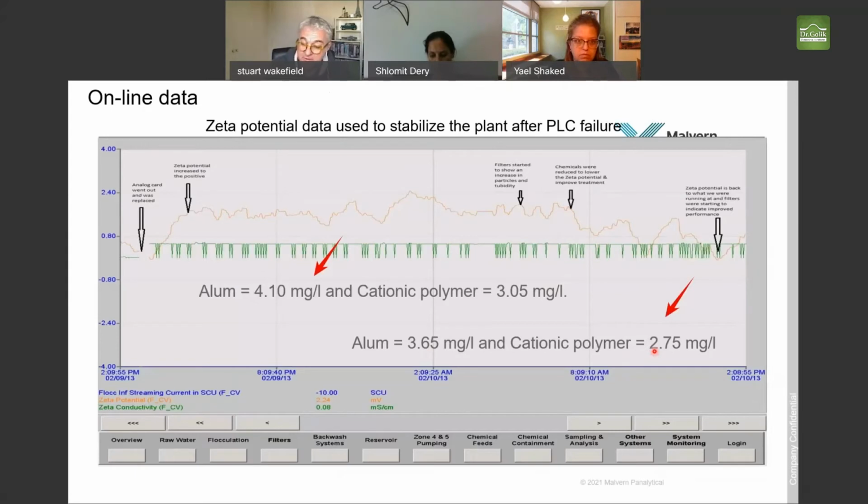And for those people who are aware of the cost of these chemicals, the cost of the alumina and ferric sulfates is expensive, but in comparison to the polymer, it's extremely cheap. The polymer is very, very expensive in wastewater treatment.